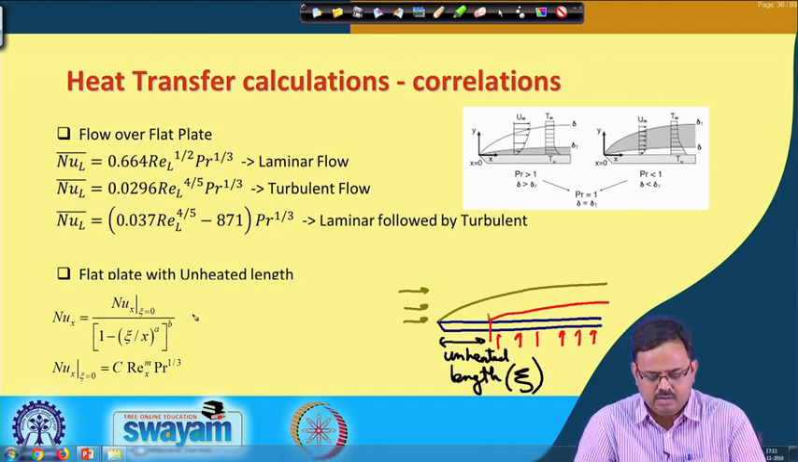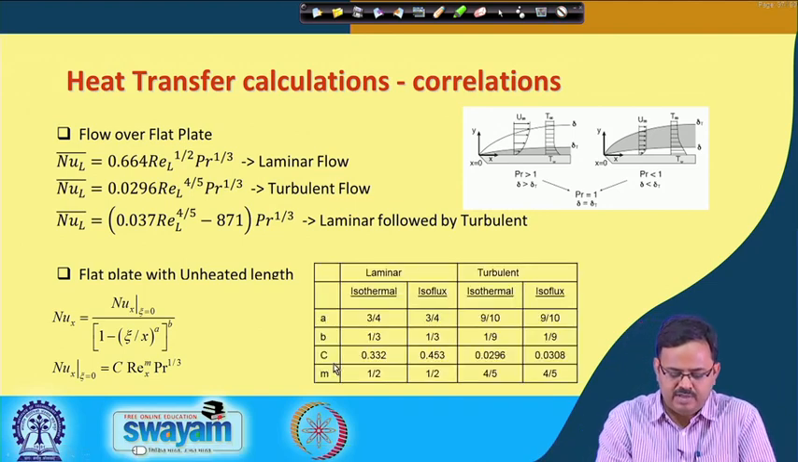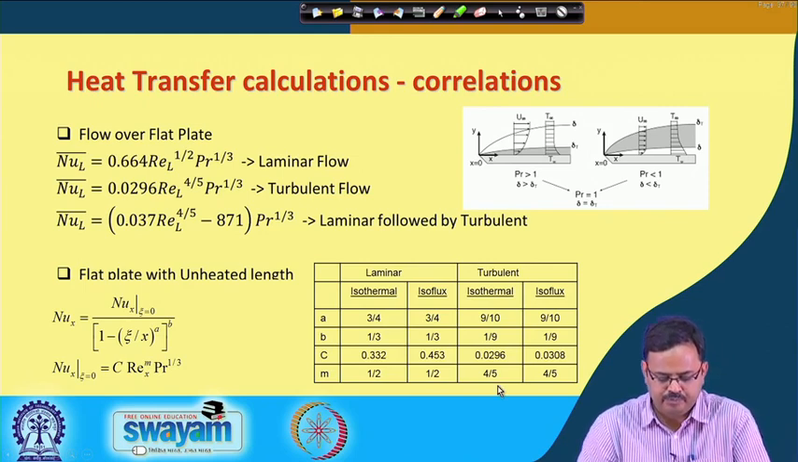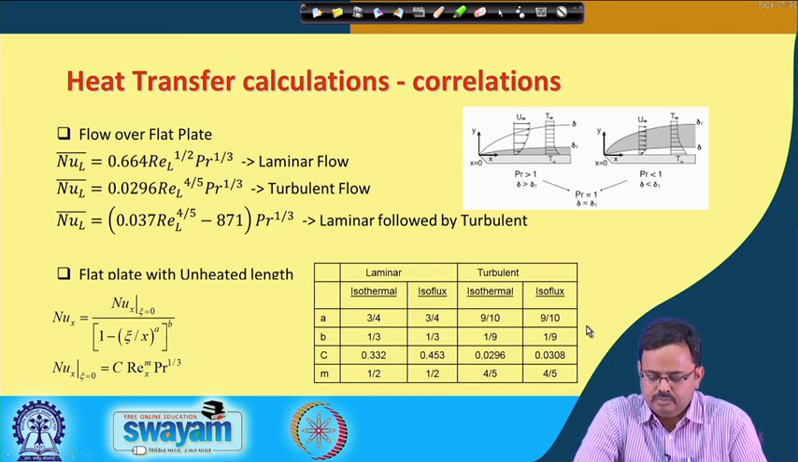Okay. I have this table which gives you a, b, c and m values, you can see here. So, c and m, laminar, isothermal 0.332, which is local at x actually, the average is 0.664. So, these are all well documented.